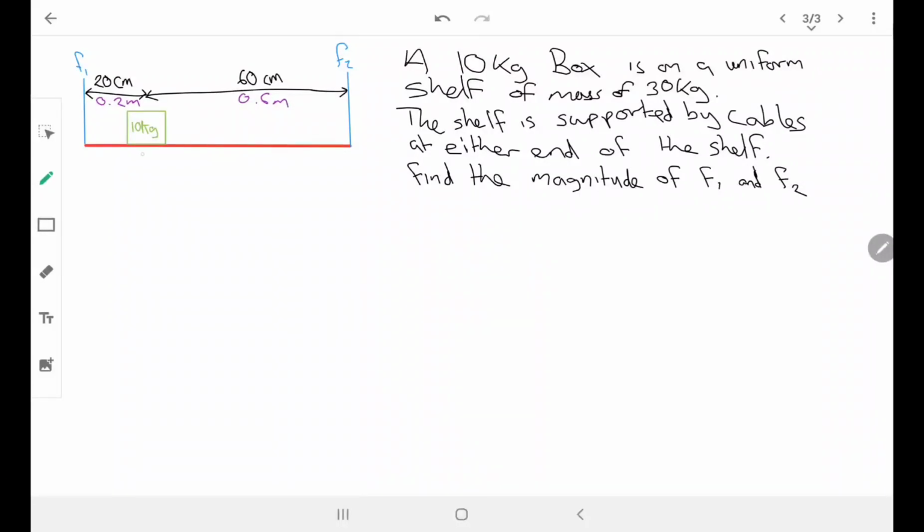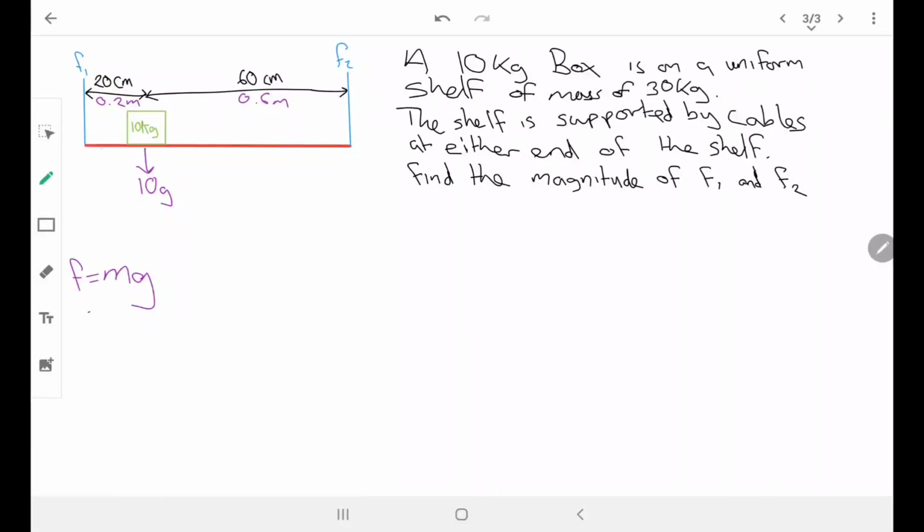We then need to think about all the forces involved. So with F1, F2, we have a force pulling it down here. Well, this box has a mass of 10 kilograms, and we're going to use F equals mg. Our force from gravity, our weight, is our mass times our gravitational field strength, and we can just write 10g, just to save us writing 10 times 9.81. We then need to think about the shelf.